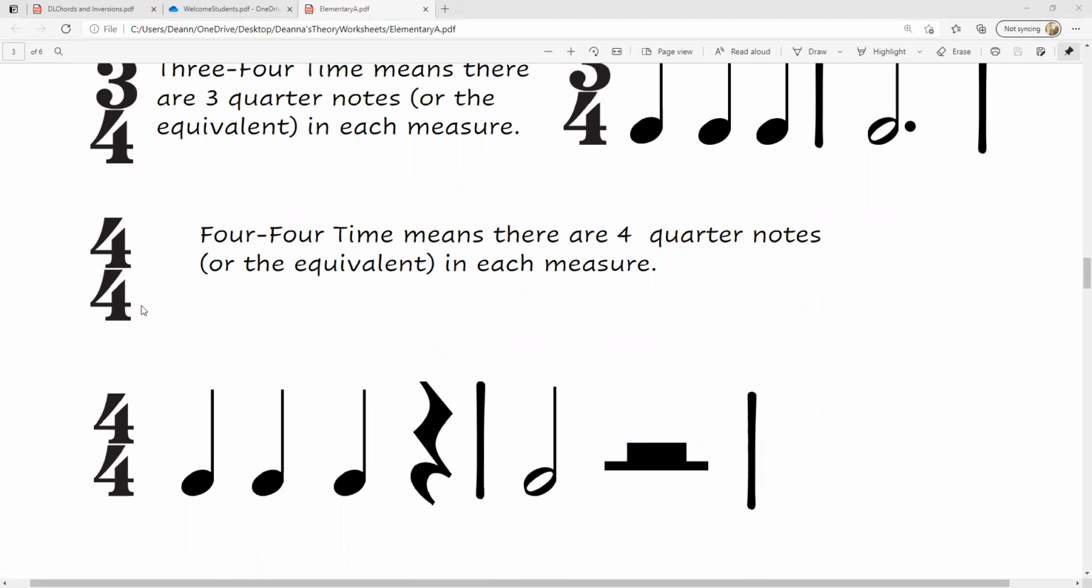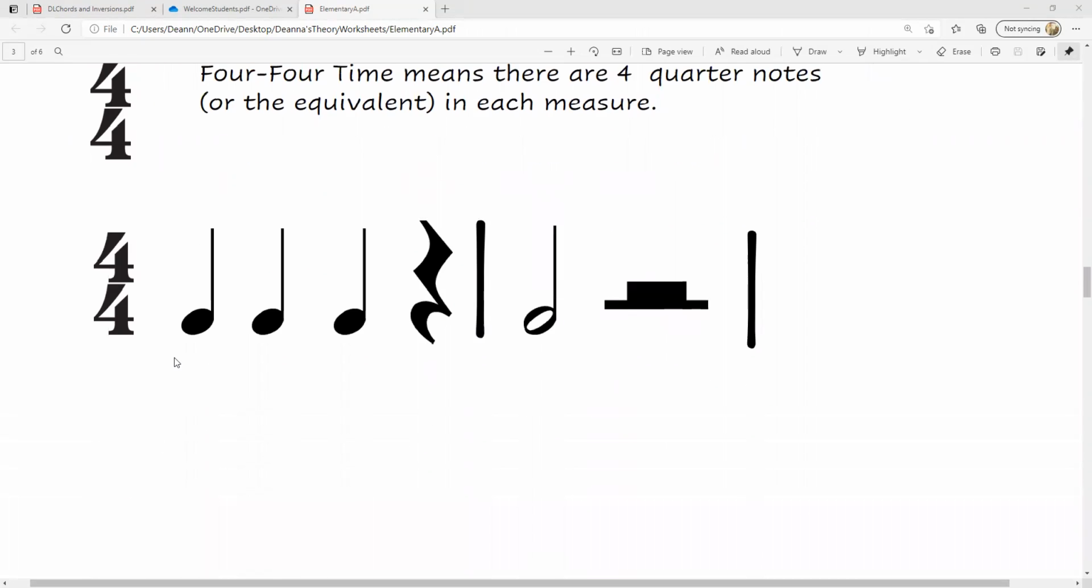4/4 time means there are 4 quarter notes or the equivalent in each measure. 1, 2, 3, 4. Each quarter note and the quarter rest equal 1 beat. So 1 plus 1 plus 1 plus 1 is 4. Half note equals 2. Half rest also equals 2.